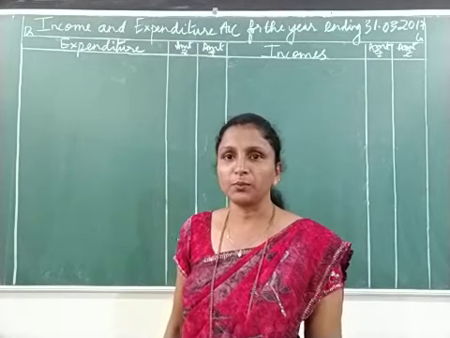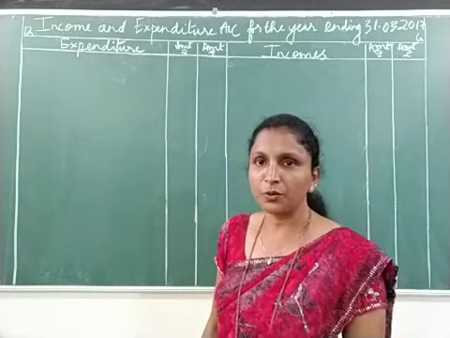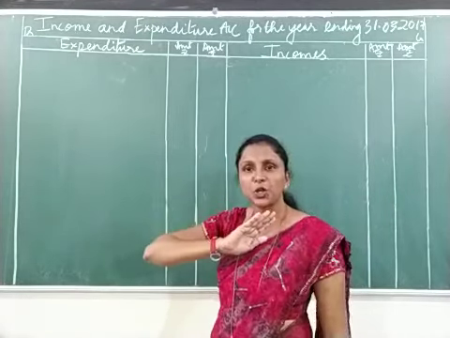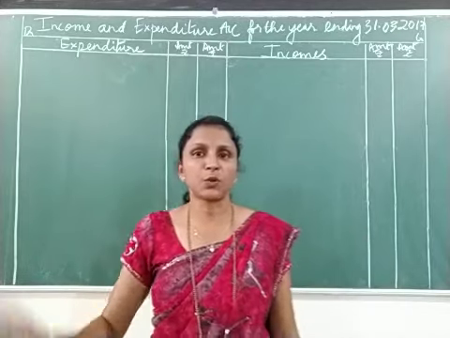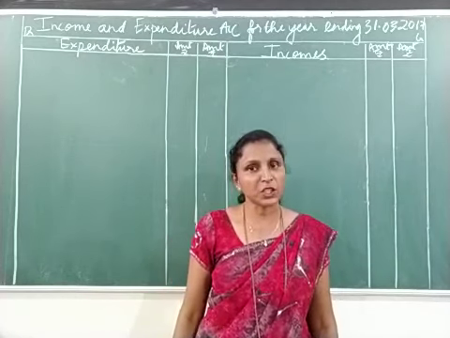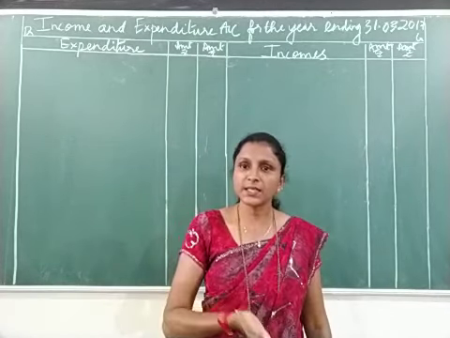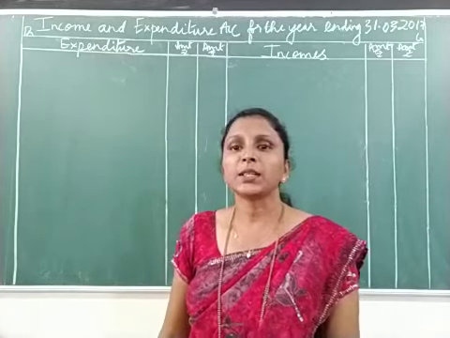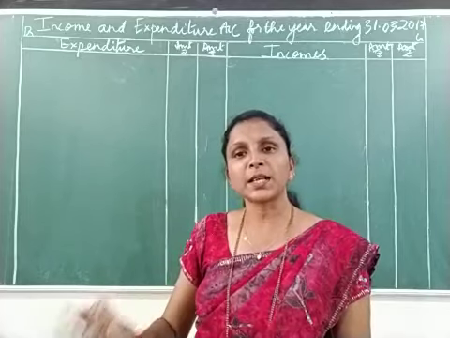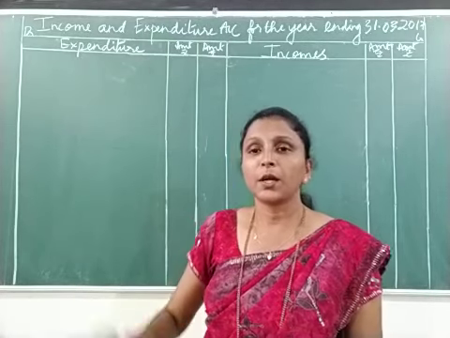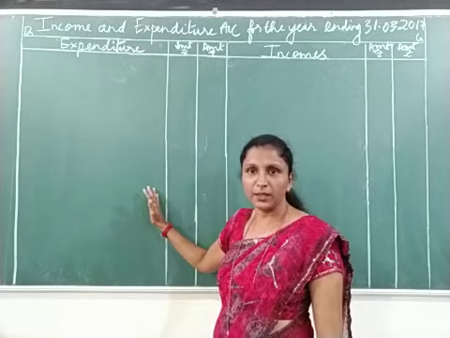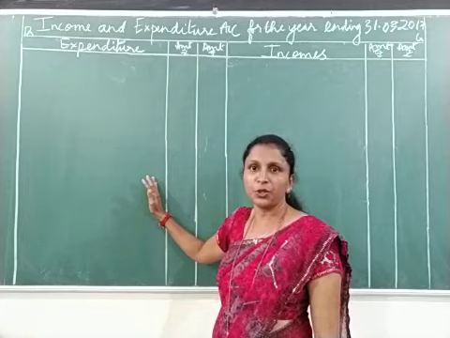So one more thing, how to start with this account? One more thing we have to remember, income and expenditure account does not start with any balance brought down. There is no opening balance in income and expenditure account. If we see the receipts and payments account given in the problem, there is a balance brought down. That means receipts and payments account always starts with the opening balance, but income and expenditure account does not start with any opening balance. So this is one more thing we have to remember.